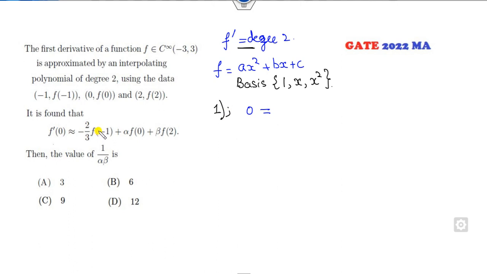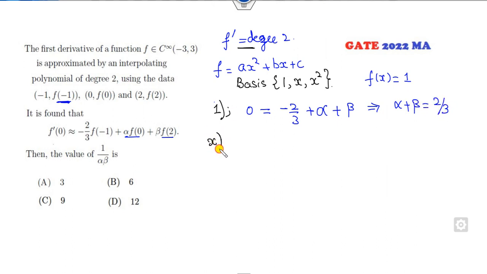So what is the f of minus 1? If I simply take f of x as basis 1, what is the f of minus 1? Again 1. F of 0 will be 0. F of 0 is my same plus of beta. So from here I can say this value will be my 2 over 3.